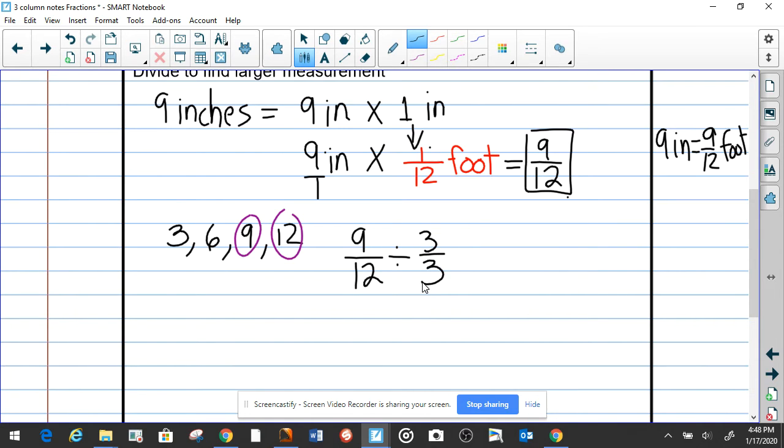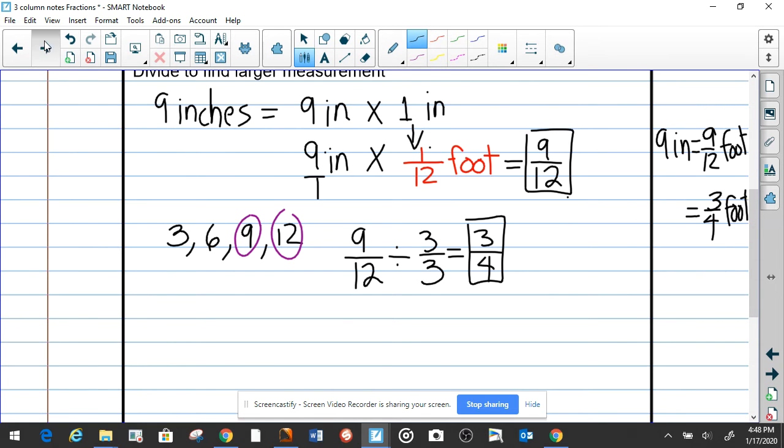So 9 divided by 3 equals 3, and 12 divided by 3 equals 4. So this is the other answer, which is just a reduced term. I'm going to write it again. That is equal also to 3/4 of a foot. Okay? So that is that problem.